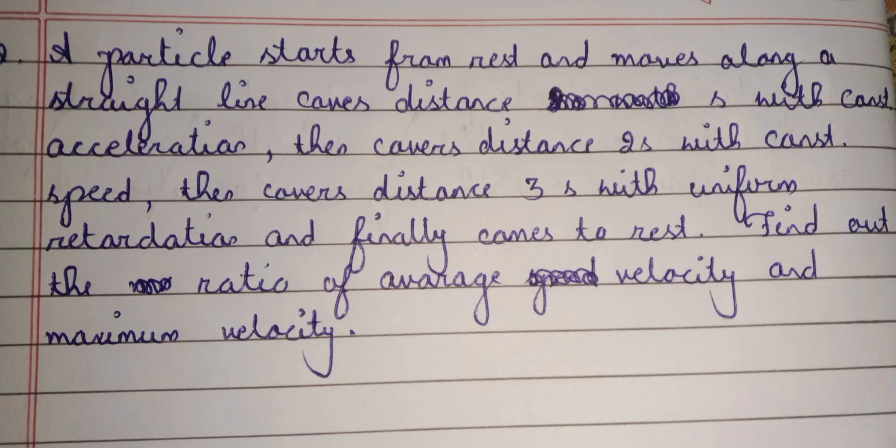This question was asked to me in my comment section. The question is, a particle starts from rest and moves along a straight line, covers distance s with constant acceleration, then covers distance 2s with constant speed, then covers distance 3s with uniform retardation, and finally comes to rest. Find out the ratio of average velocity and maximum velocity. Let's do the answer.